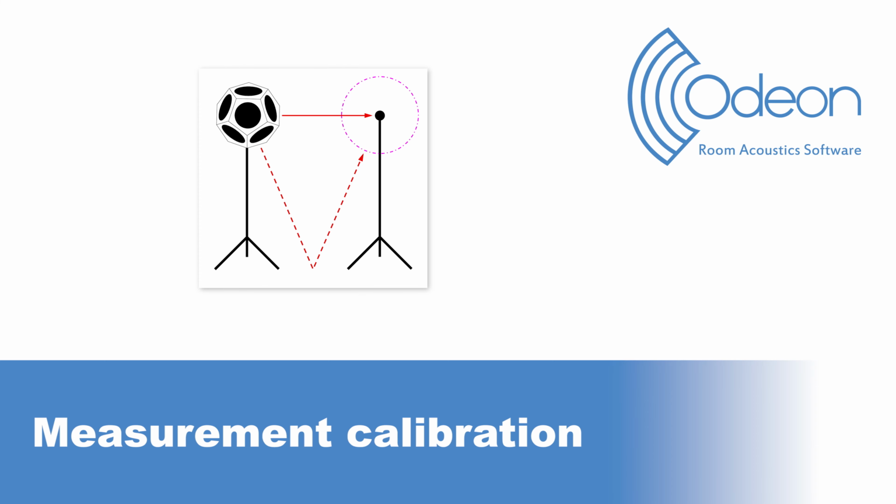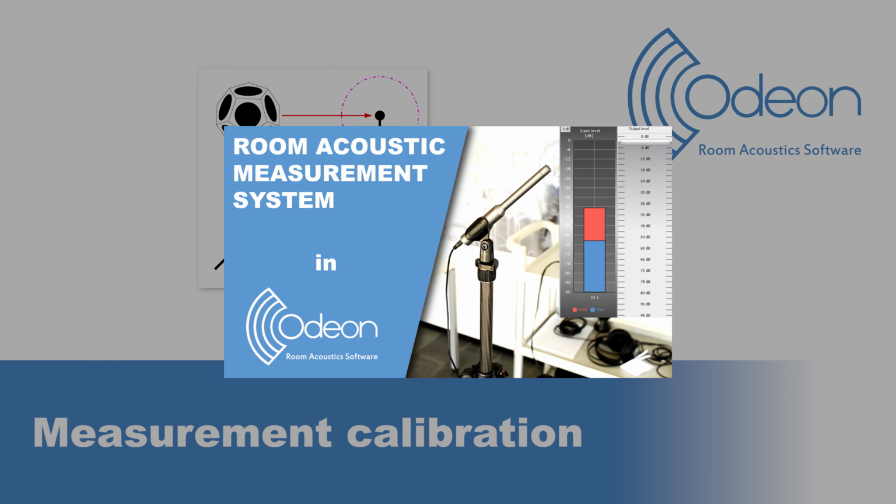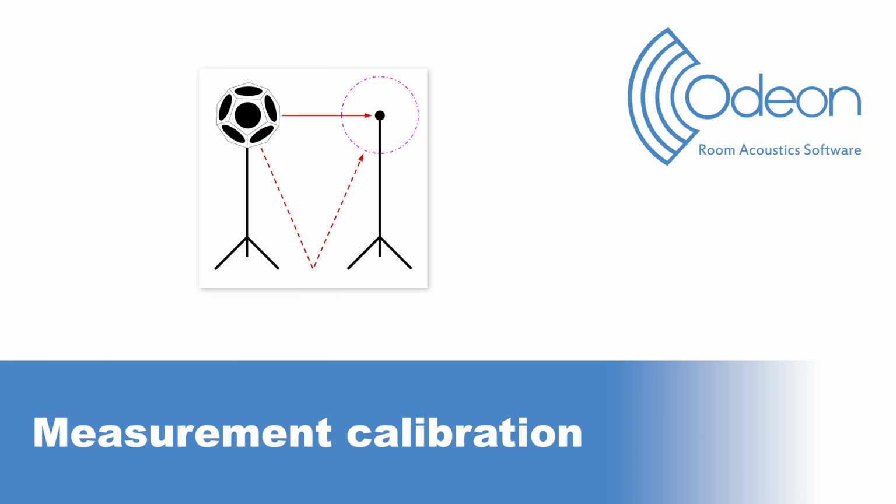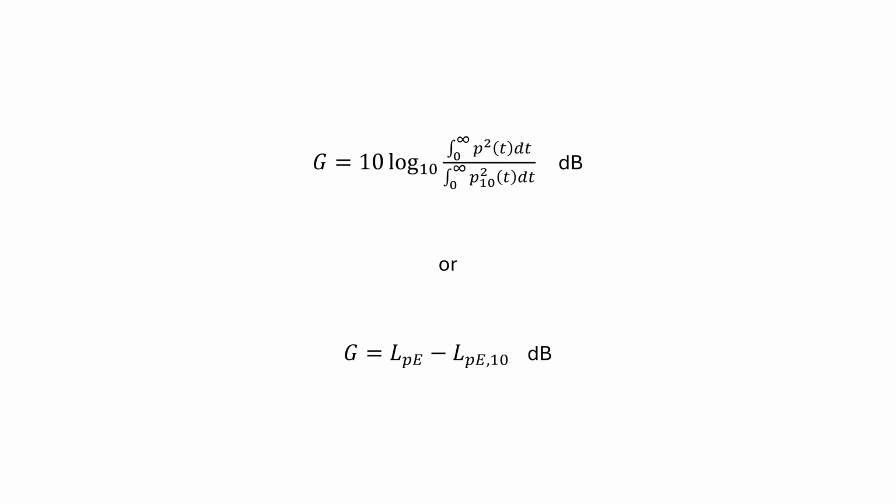In this video, we will explain how to perform calibrated measurements. To learn how to perform measurements using Odeon's measurement system, we have another tutorial video. But if you need to measure the strength parameter G or STI, you will require a calibrated setup. The reason for this is because of the definition of G itself.